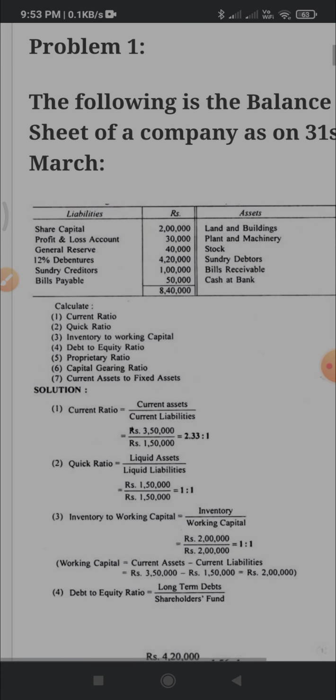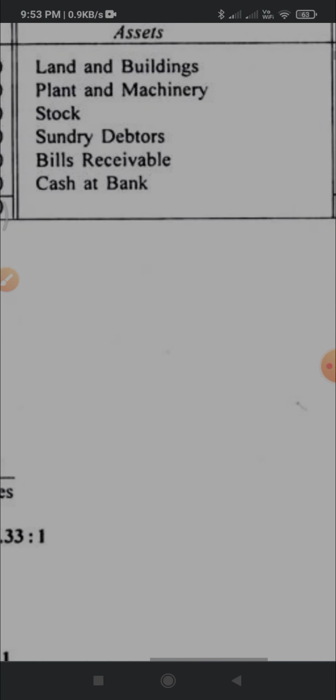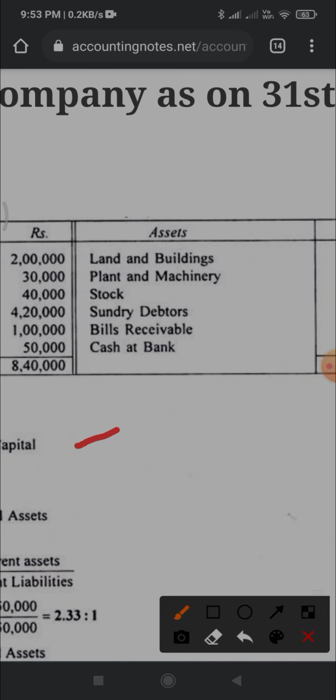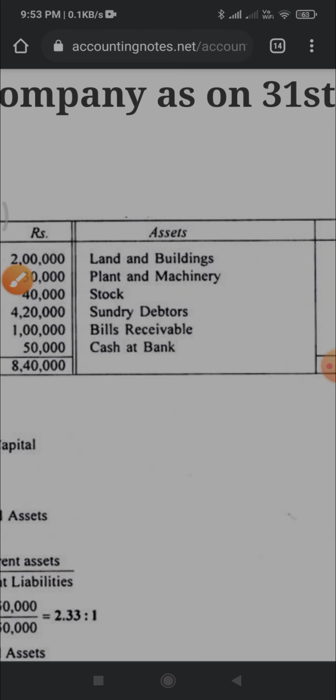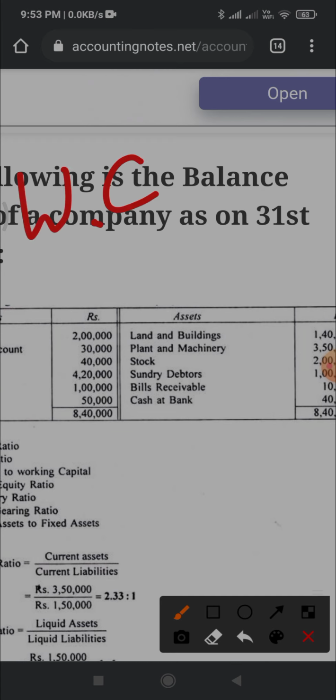Next, third question, inventory to working capital. What do you mean by inventory? Inventory is nothing but stock. Stock is considered as inventory. Next, working capital. Working capital equals current assets minus current liabilities.